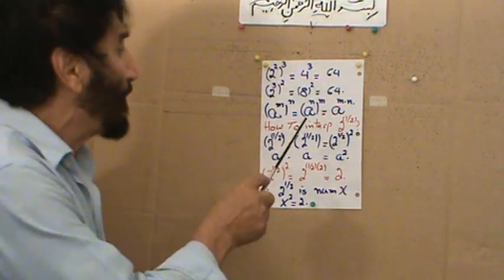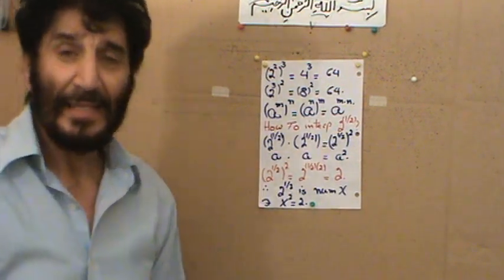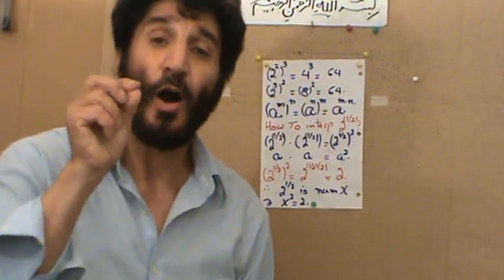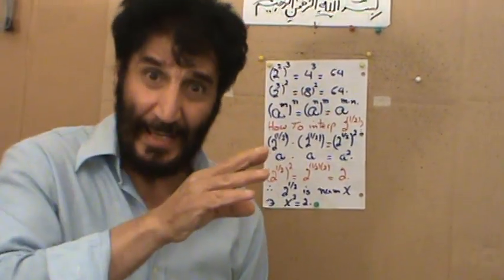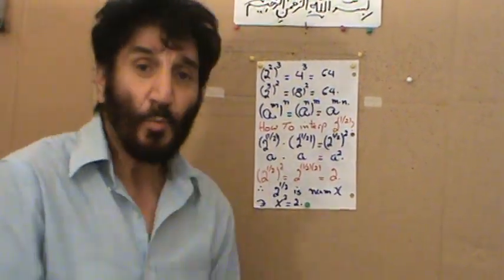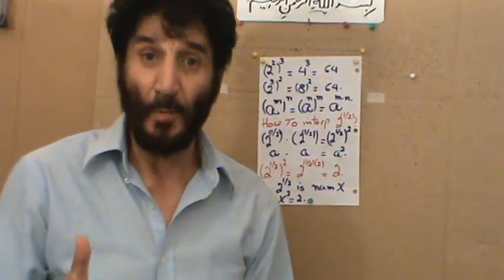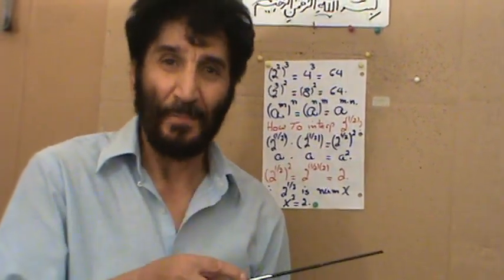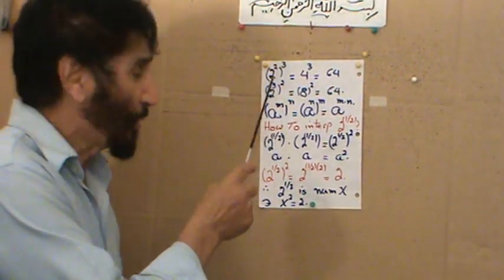Is that right? So from this observation, we come to this generalization: a to the m to the n equals a to the m times n, not plus. A to the m to the power of n is a to the m times n. All right? Now, since multiplication is commutative, m times n is the same as n times m. So we can, in other words, exchange these two. Do you follow me so far?